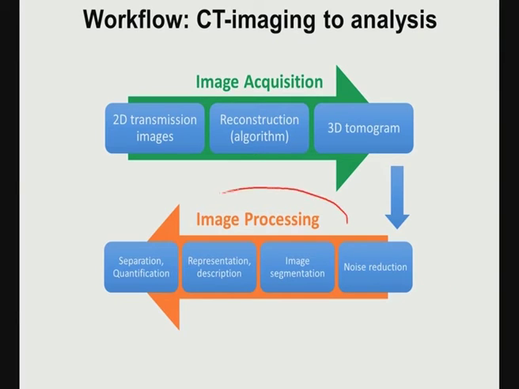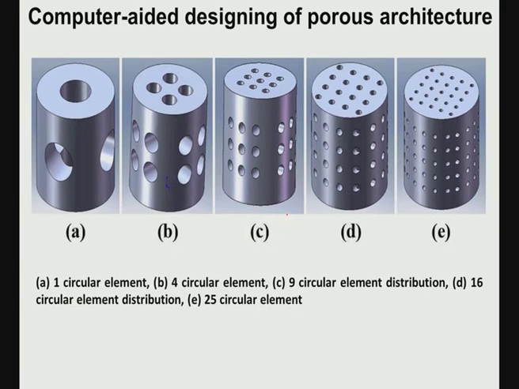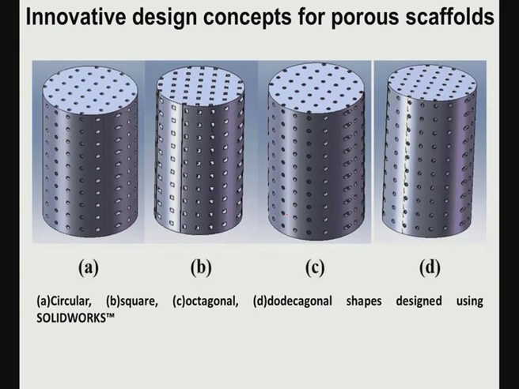What is much more difficult, and I have put it in a different color, is image processing. Image processing means how you can get meaningful data out of the micro CT results, and that requires extensive expertise in image processing software. So, I will show you some of that work from our own group, so that you know how to make these scaffolds in real life.